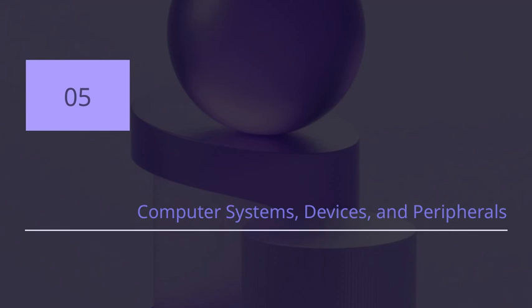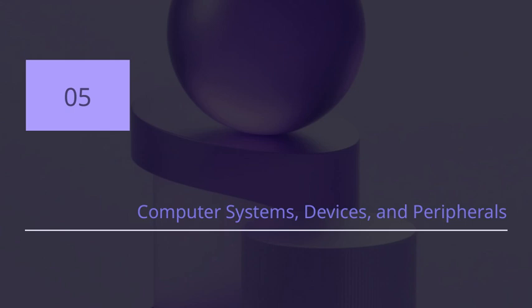Let's talk about computer systems, devices, and peripherals. These are the essential components that make up the technology we use every day. When we refer to computer systems, we're talking about the main hardware, including the central processing unit or CPU, which is like the brain of the computer, along with memory and storage. Devices are the tools that help us interact with the system, such as keyboards, mice, or touchscreens. Peripherals are external devices that expand the computer's capabilities, like printers, scanners, or external drives.